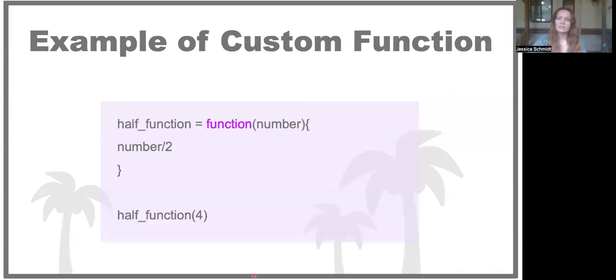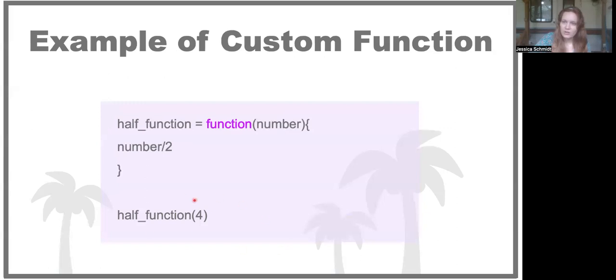I can then use it like any normal function because it's saved in my global environment by naming it like this. For example, half function 4. So I'm putting 4 in as the number. And then what R is going to do is it's going to execute this code block using that specific number. So R will calculate 4 divided by 2.